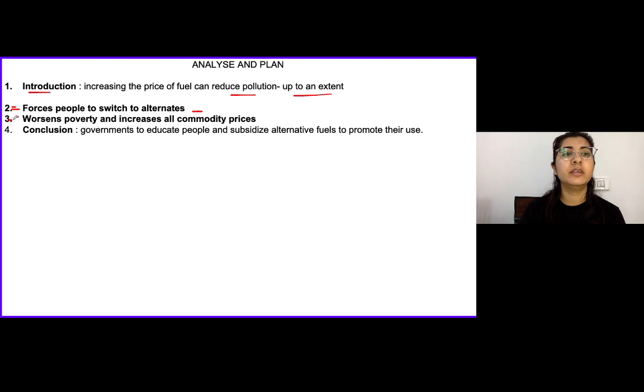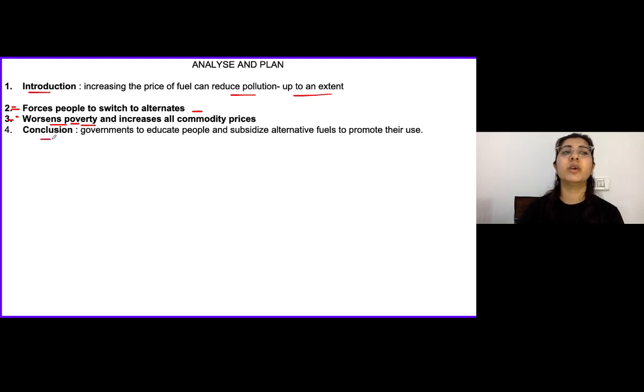And in the third body paragraph, I'm going to write the opposing view, which is, on the other hand, it worsens poverty because all the commodity prices are increasing because you've increased the price of fuel. So all the commodities are being transported using this fuel. Any grocery that we buy is being transported, which means that all the prices have gone up, and the most impact is on the backs of the lower middle class or the poor people of the country, and it's worsening poverty. So that's why it's not a good idea.